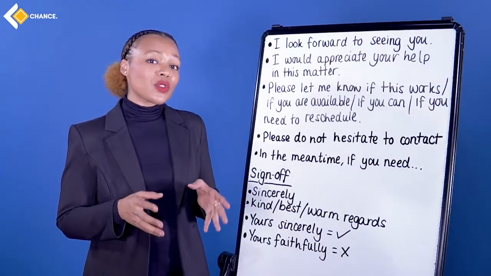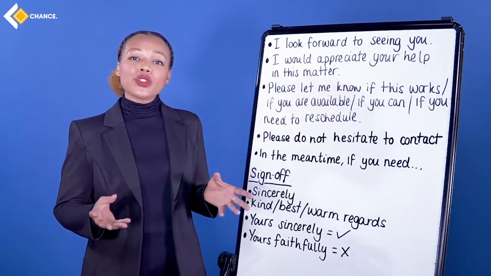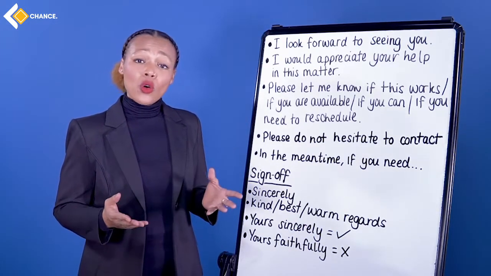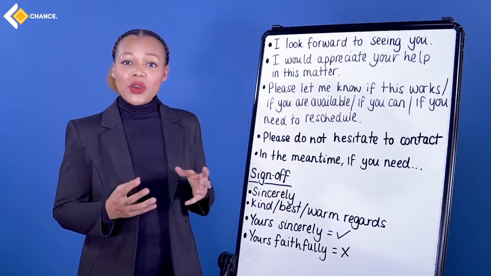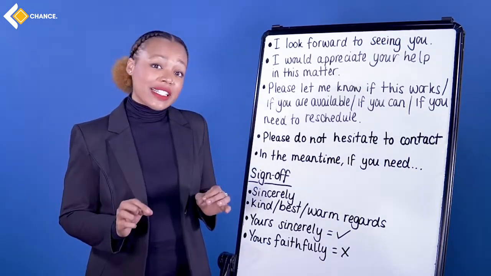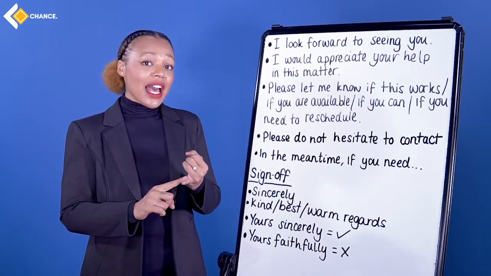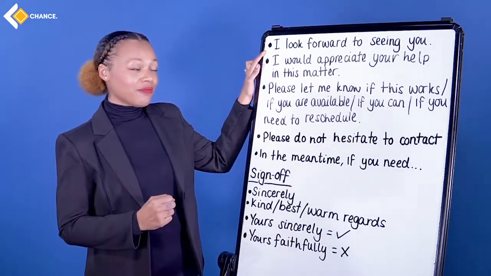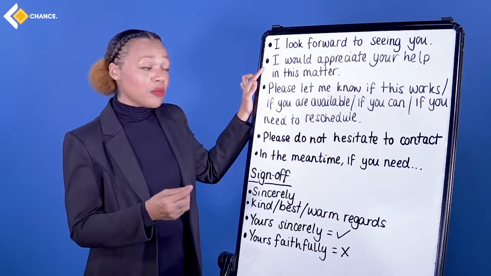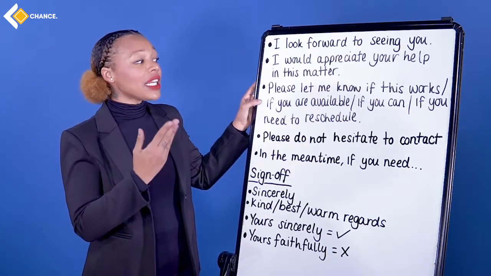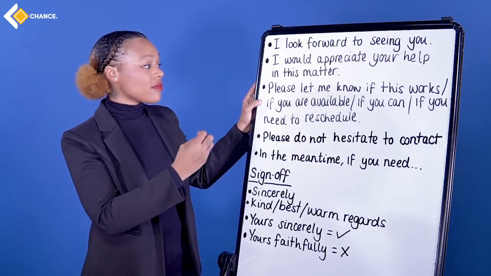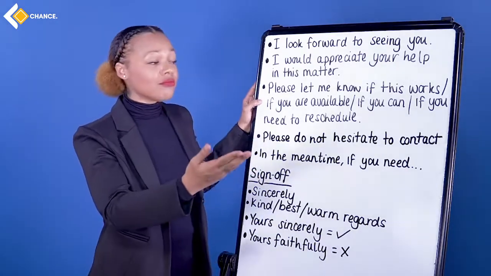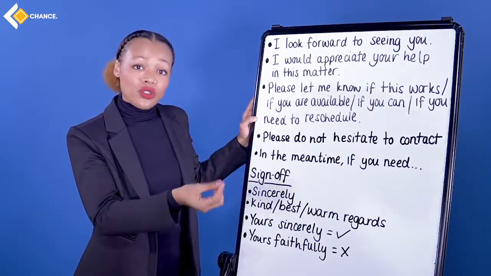We are now moving towards the close of the email. But before you do that, you may need to get a reply from the person you're sending the email to, or you may need to offer assistance. So how can you do that? Let's take a look at some phrases you can use to get a reply and to offer assistance. So, I look forward to seeing you. I would appreciate your help in this matter. And please let me know if this works. Please let me know if you are available. Please let me know if you can. Please let me know if you need to reschedule.